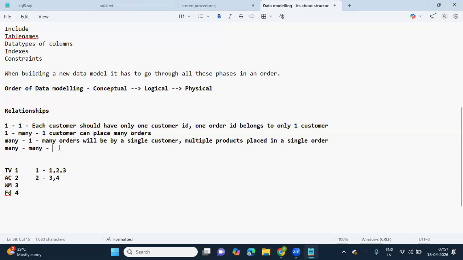It might seem a little confusing, but please try to understand. Many to many means multiple entries in table 1 belong to multiple entries in table 2. Here what we can say is multiple products being purchased in multiple orders. Okay, that is the meaning of many to many relationship.